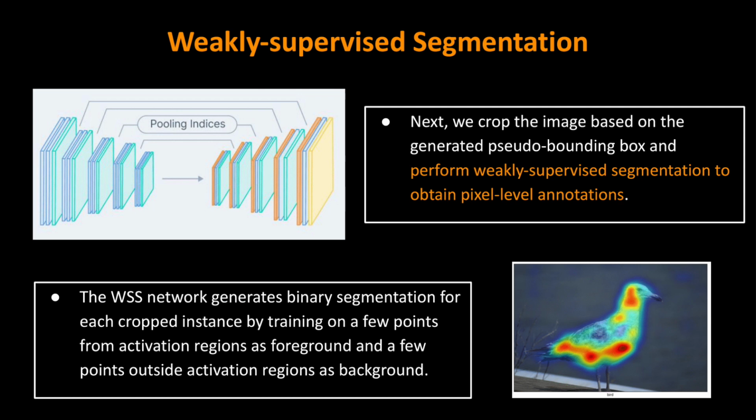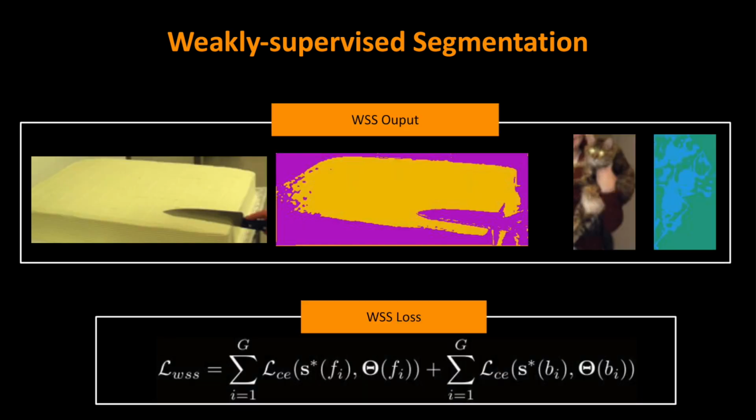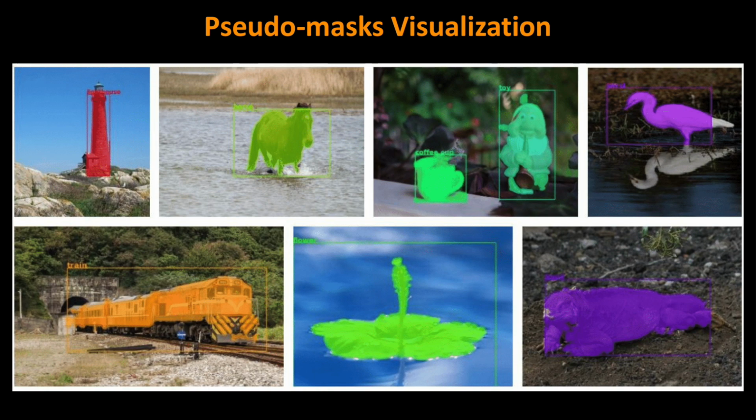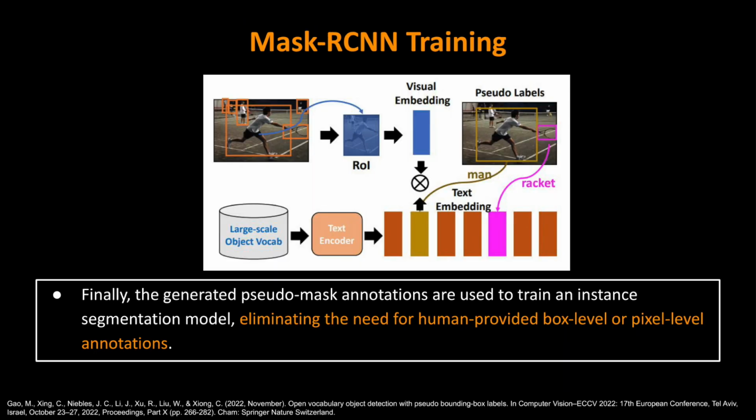This is achieved using the weakly supervised segmentation WSS network, which generates binary segmentation for each cropped instance by training on a small number of points within activation regions as foreground and a few points outside activation regions as background. Here we present examples for WSS output segmentation map and WSS loss function. And here, we present generated pseudo-mask visualization. Lastly, the generated pseudo-mask annotations are employed to train an instance segmentation model, eliminating the necessity for manual box-level or pixel-level annotations provided by humans.